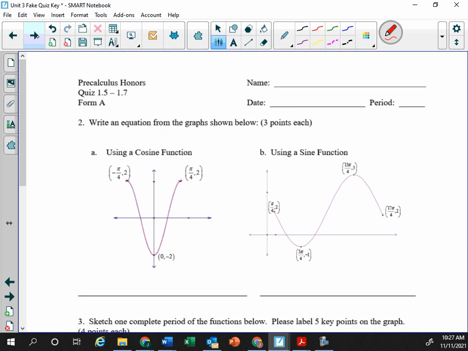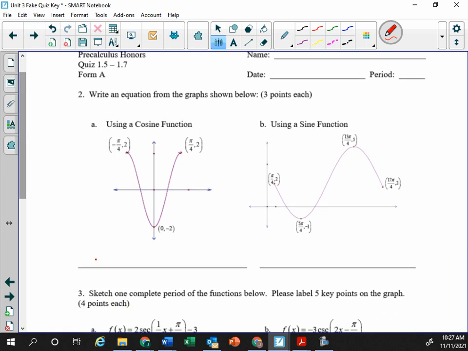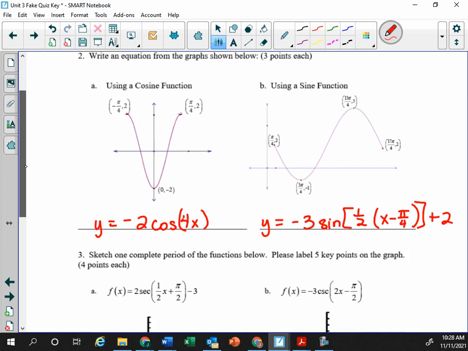All right, so writing the equation here, this first one, I think the easiest way to see it is as flipped cosine, so a negative stretched by 2, cosine of 4x, because the period there is pi over 2. The second one, I see it as negative sine. You could certainly do it without that. Your shift would just be different. And the b value is 1/2, x minus pi over 4, and plus 2 at the end.